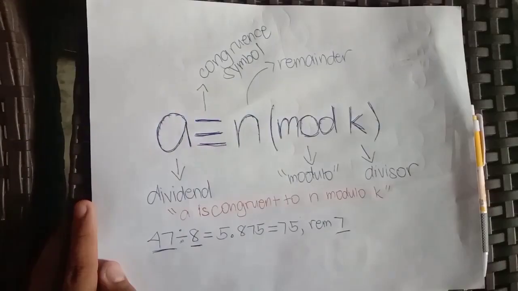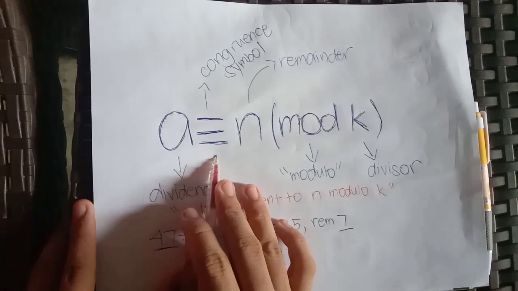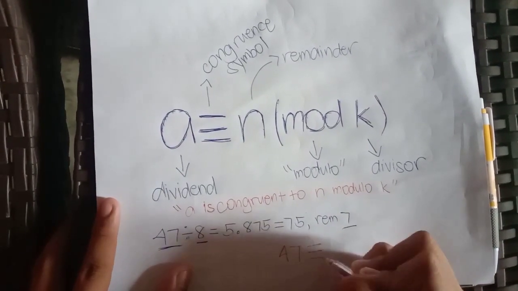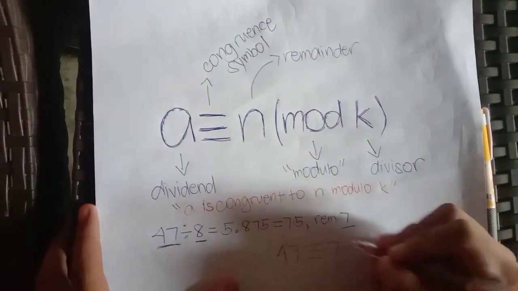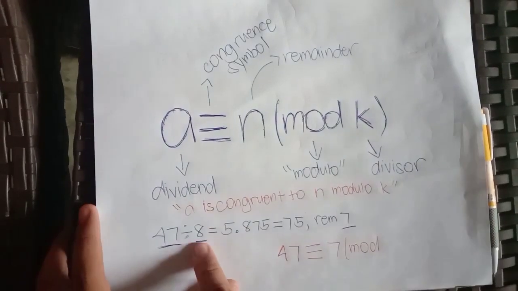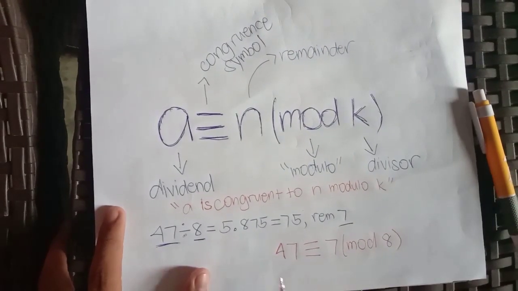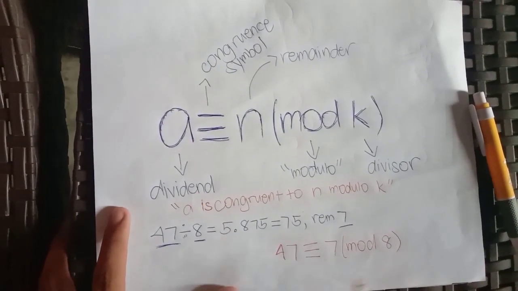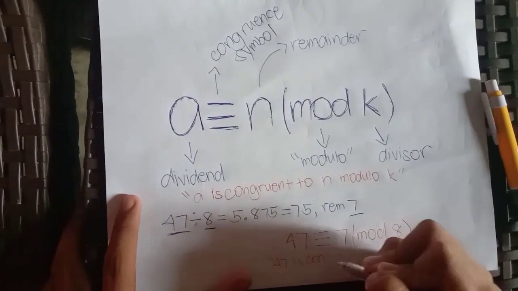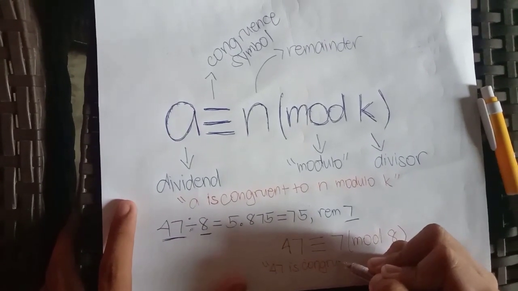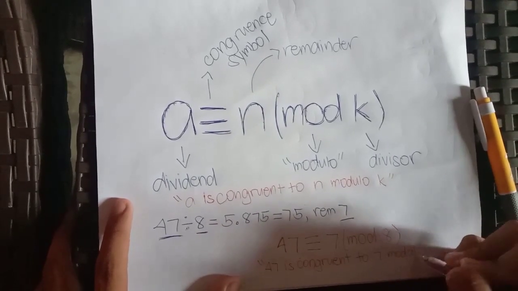So we have 47, the dividend, is congruent to, we'll just copy this triple horizontal line, then 7, the mod, and then 8, which is the divisor. So, in this statement, we can show that 47 is congruent to seven modulo 8.